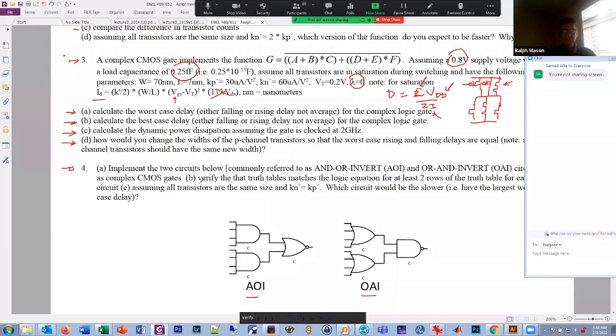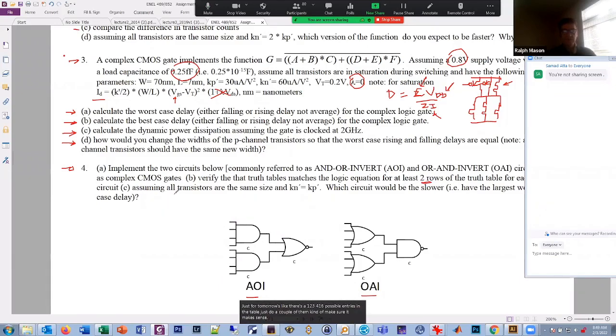Verify the truth table matches the logic equation for 2 rows. You're going to use our Heisenberg principle just to make sure you got the logic gate right, because you're going to build this out of transistors. You're going to put the truth table, and the truth table should match this circuit. Just for 2 rows. There are 16 possible entries in the truth table. Just do a couple of them and make sure it makes sense.